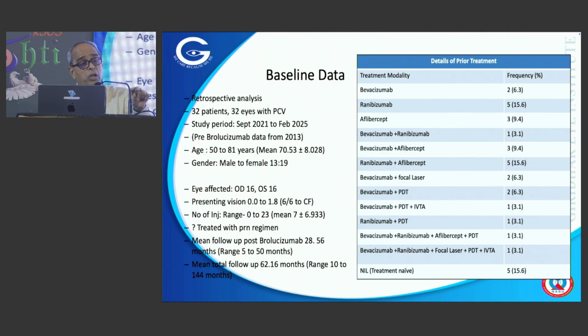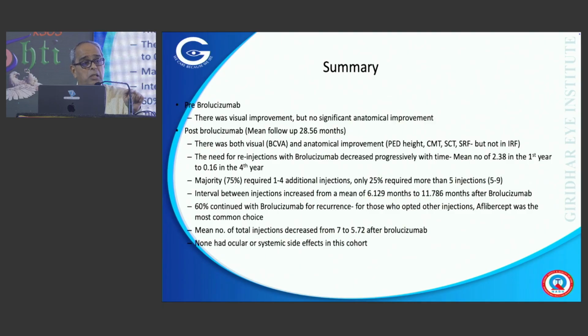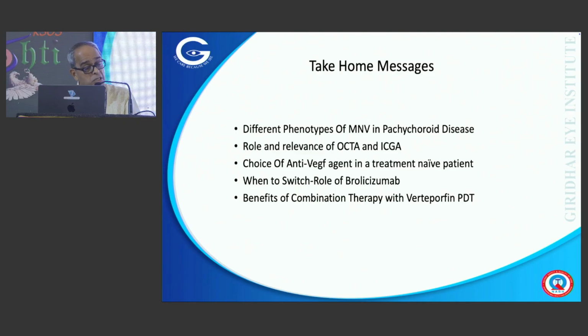Always I tell my fellows, look at the polypoidal PED. The polypoidal PED has to reduce in height. And if it has reduced in height significantly, then you know that there is either a polyp closure or inactivation of polyps. So that's a very important sign. And that also responds very well to brolucizumab.